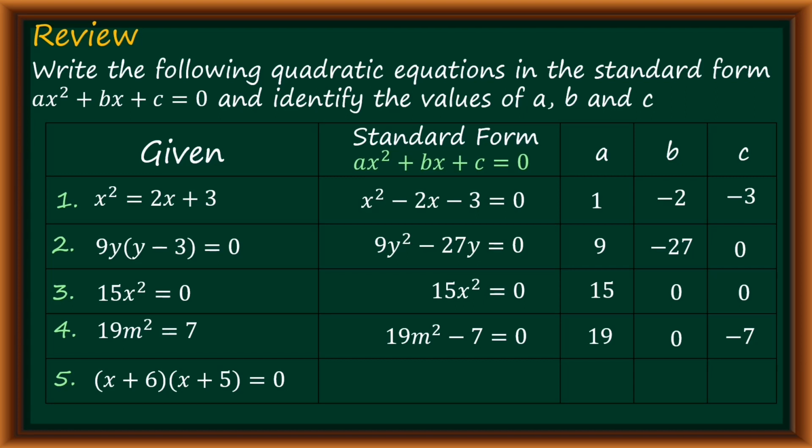Lastly, we have the product of the binomials x plus 6 and the quantity x plus 5 is equal to 0. Getting the product of the binomials on the left side, it will give us x squared plus 11x plus 30 is equal to 0, where a is equal to 1, b is equal to 11, and c is equal to 30.